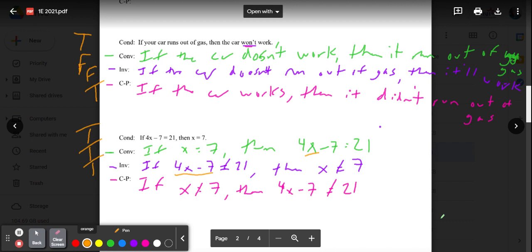And same with the contrapositive. True. If x is not 7, then 4x minus 7 is not 21.